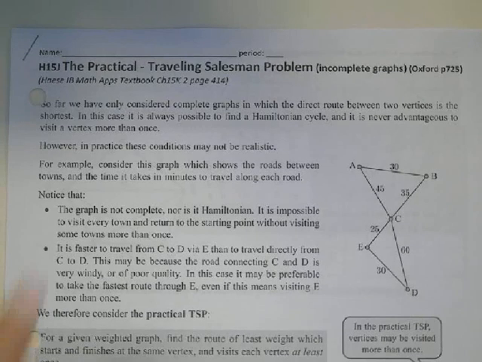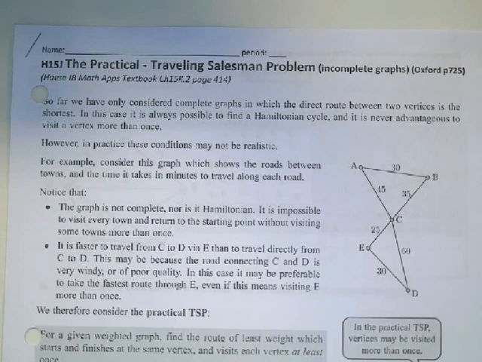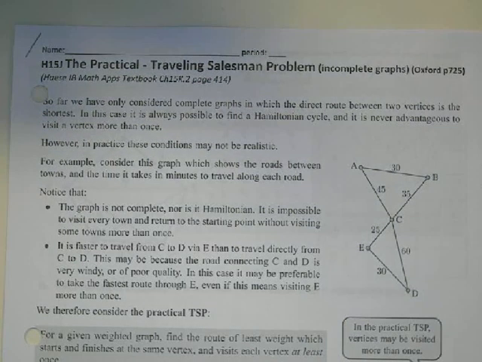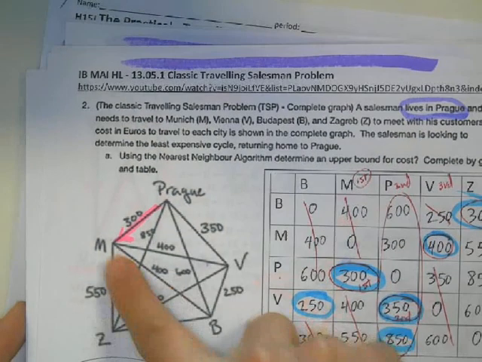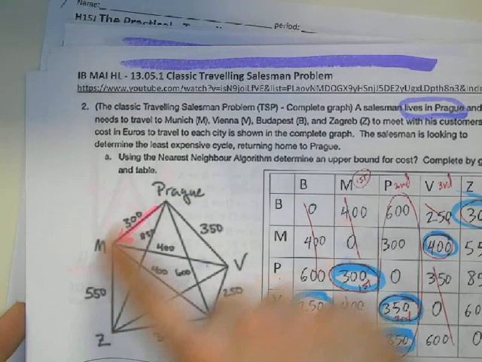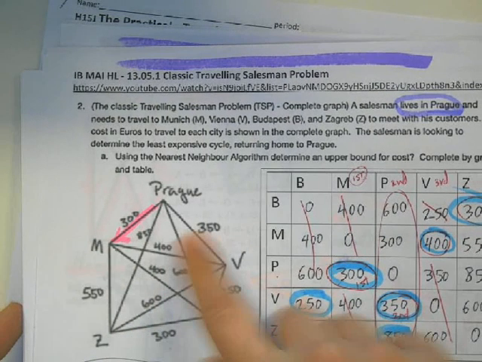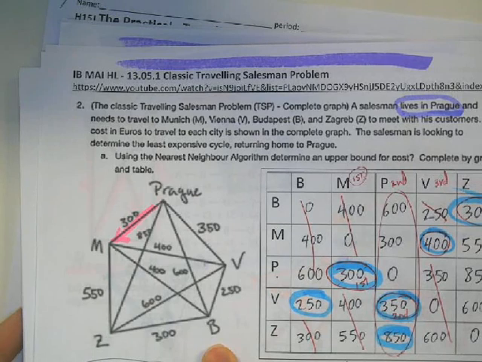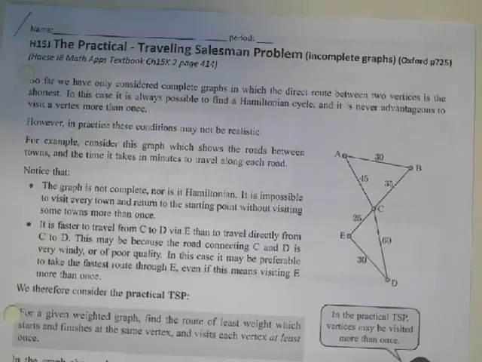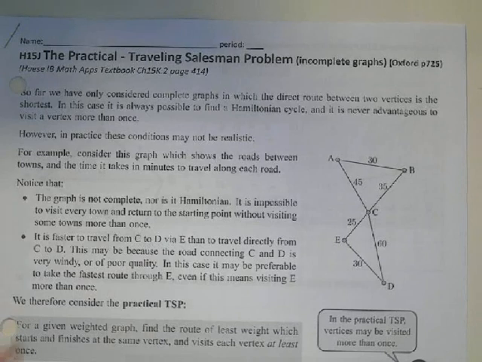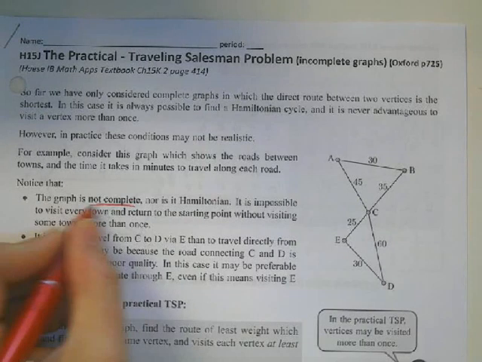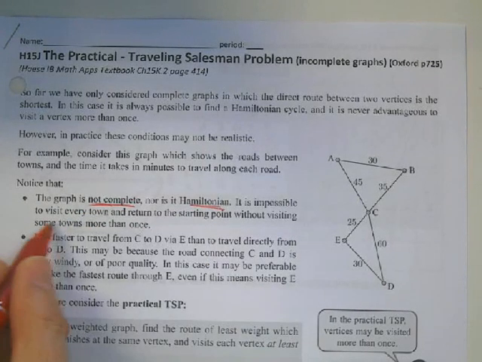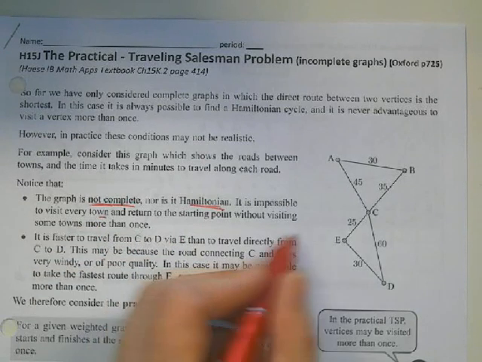All right, we're going to talk about the practical traveling salesman problem. In our previous lesson, when we first introduced the traveling salesman problem, every point went to some other point. Like if I had 5 points, every single point went somewhere. But in this problem, the graph is not complete. It's not Hamiltonian. It's impossible to visit every town without visiting some of the towns more than once.